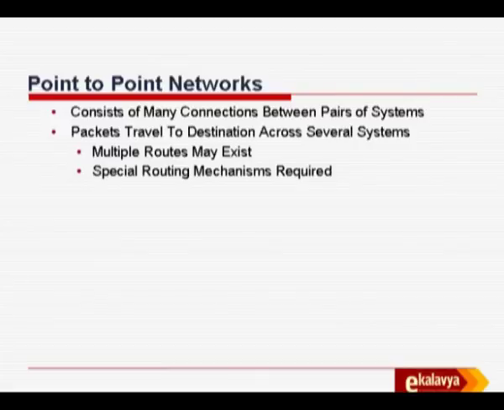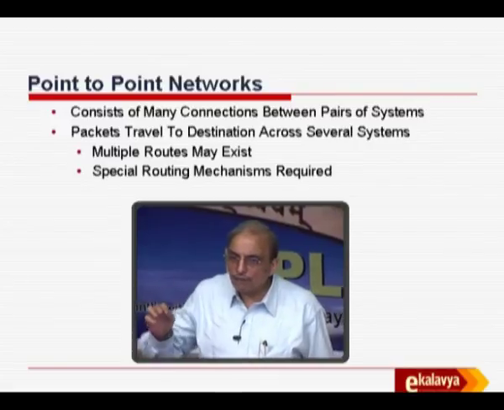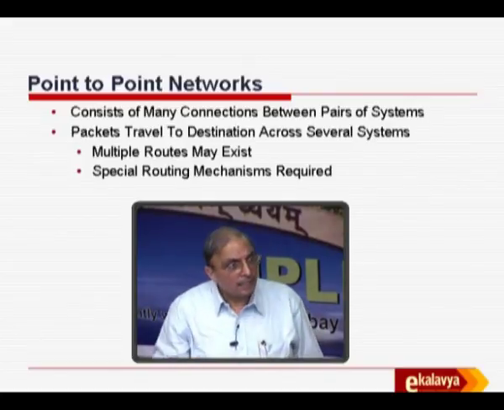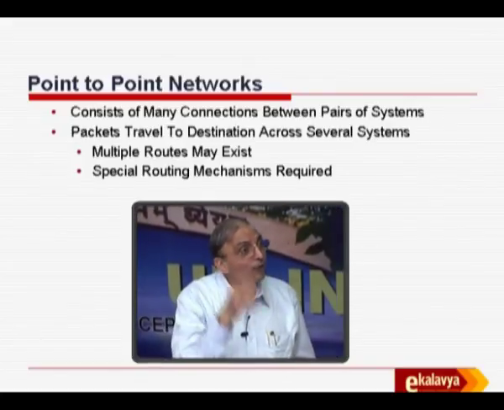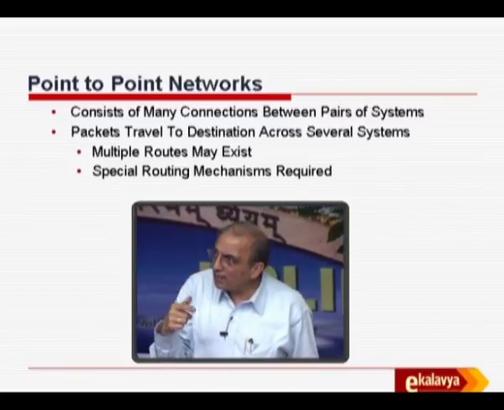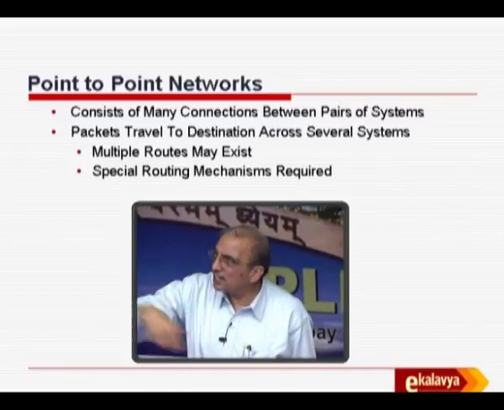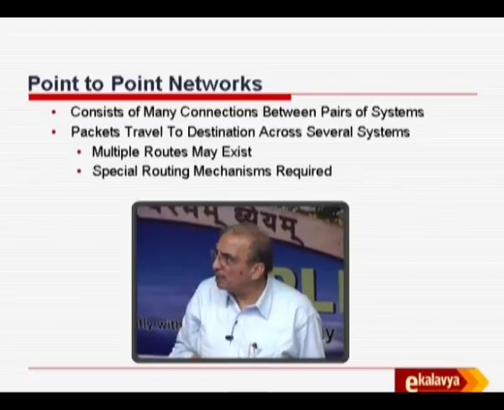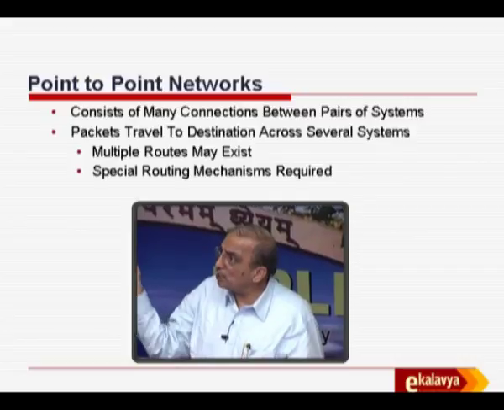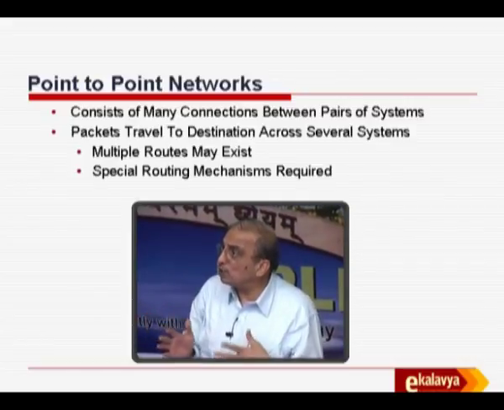So a point-to-point network consists of multiple connections between pairs of systems. This can be equated to your telephone connections. When you pick up and dial a number, you are given a logical connection, not necessarily a physical connection, to the dialed number. The same cables may be carrying multiple signals, but they are not confused with each other because the network is not broadcast type.